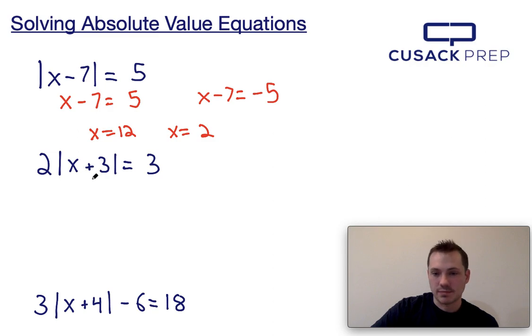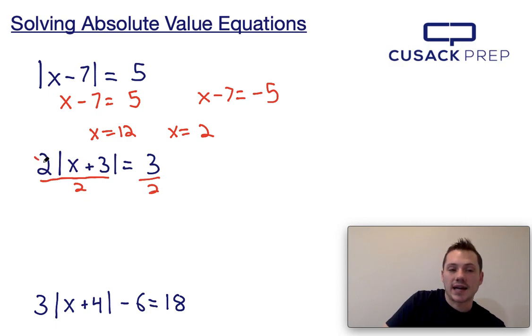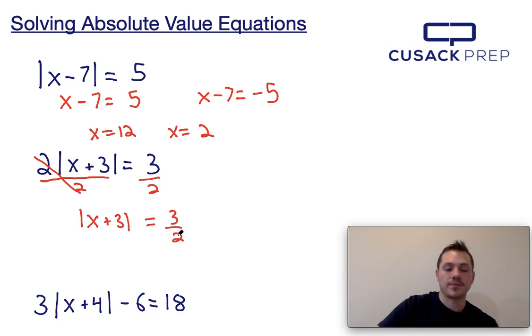Now for our second example, we see that we don't just have the absolute value on the left-hand side. We have 2 times the absolute value of x plus 3. So in order to solve this one, I first have to divide both sides of my equation by 2. When I do that, on the left side it just cancels out. So I'm left with the absolute value of x plus 3 is equal to 3 over 2.